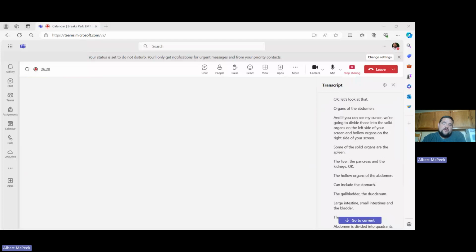Signs and symptoms of a hernia include sudden onset of abdominal pain, often following lifting. There may be a palpable mass or lump on the abdominal wall or crease of the groin. Palpable means you can feel it.